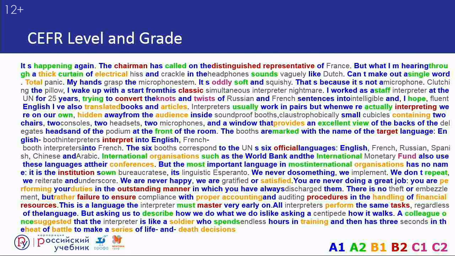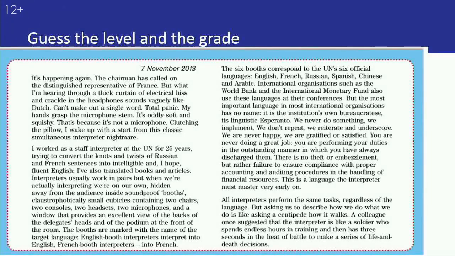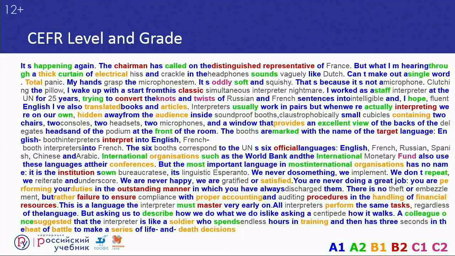Why not C1? Because the meaning is still quite straightforward. We don't have to guess the meaning. It's more or less clear what is meant, what's said. But overall, there is C1 level vocabulary. The word fund, for example, there is quite a lot of, and the word oddly, and the words knots and twists, and quite a lot of B2 level vocabulary.